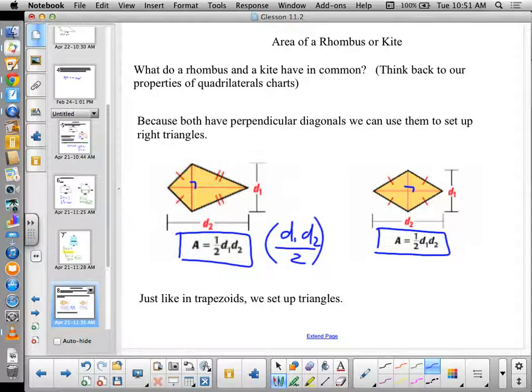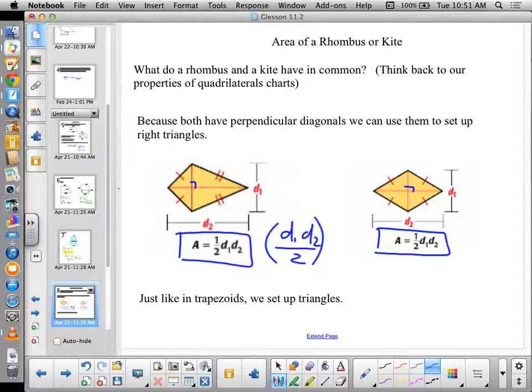For a rhombus is also a parallelogram, so I could use base times height for a rhombus. Couldn't I? So I do have other choices when it comes to a rhombus. I don't have to use d1, d2 divided by 2, but sometimes it's easier. Depends on what information I'm given, which formula I use. So when it comes to rhombuses, I have more than one choice of formula. I have to choose which one is going to be best.